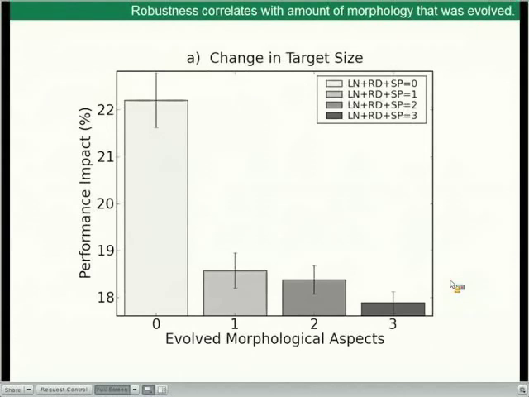This is a plot showing, again, remember we could evolve none of the morphological aspects, 1, 2, or 3. We then tried out the evolved morphologies and fixed morphologies on situations where we changed the target size, so new environments that it hadn't seen before. It tends to be that if you evolve more aspects of the morphology, it's more robust. The absolute difference is not very much, but there's definitely a statistical difference there. So not only do we get these evolved solutions more often, they're more robust.